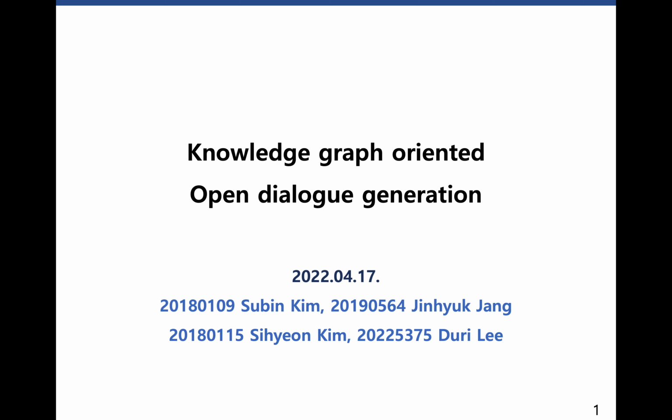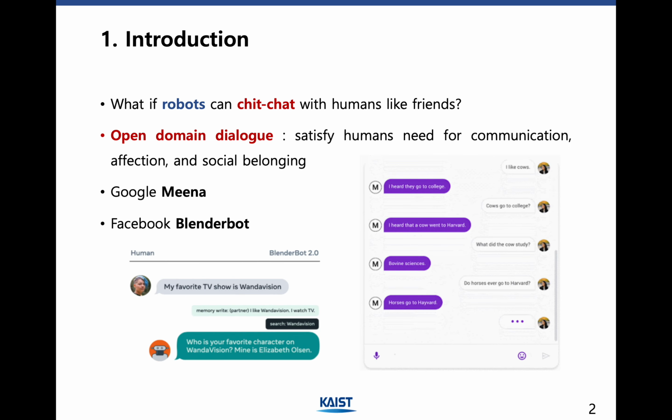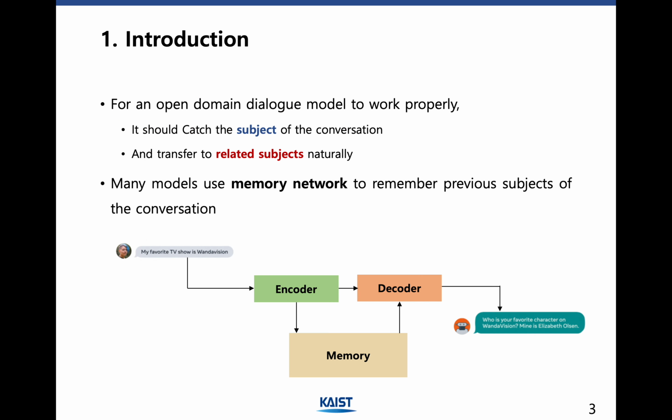We will present our progress report about Concept Flow, a knowledge graph-oriented open dialogue generation model. Have you ever wondered about robots who can chit-chat with humans like a friend? Open domain dialogue generation aims to generate dialogues that can satisfy humans' need for communication, affection, and social belonging. Current open dialogue generation models include Google Mina and Facebook BlenderBot.